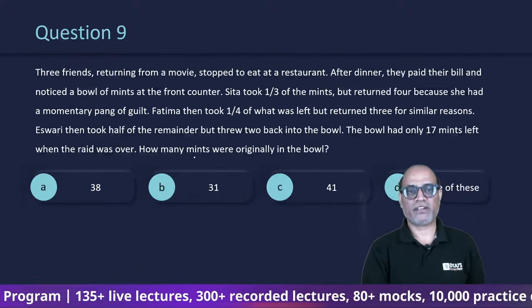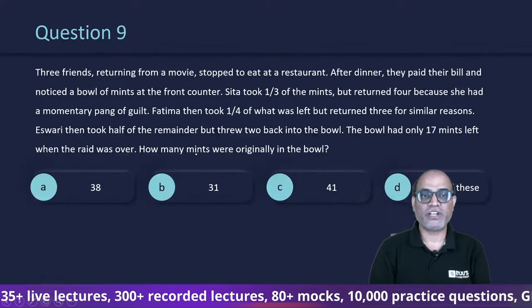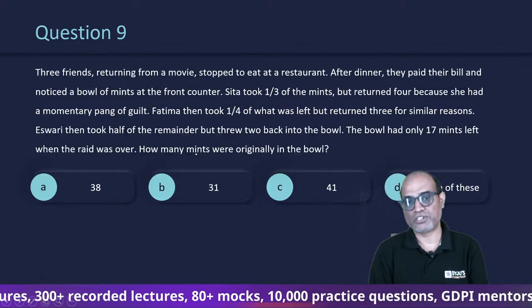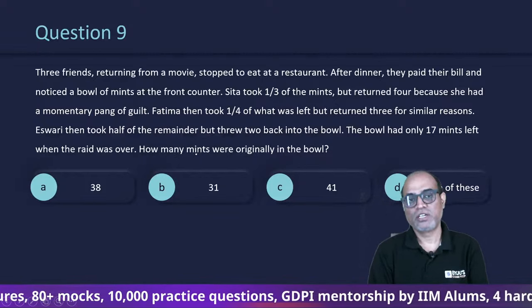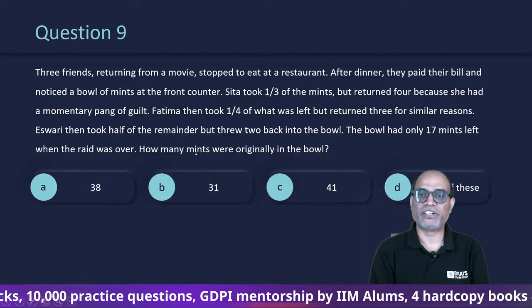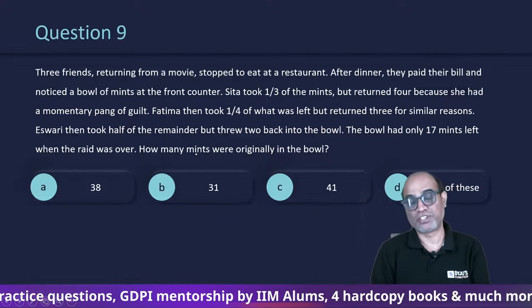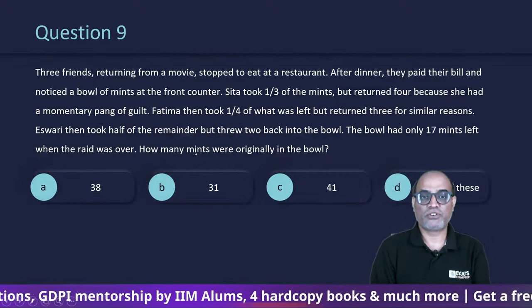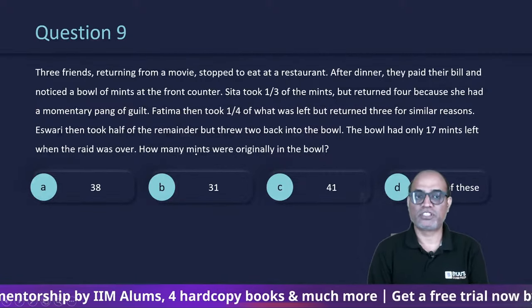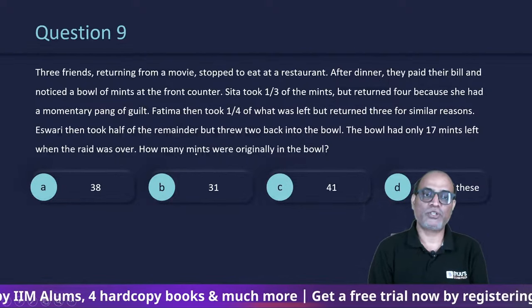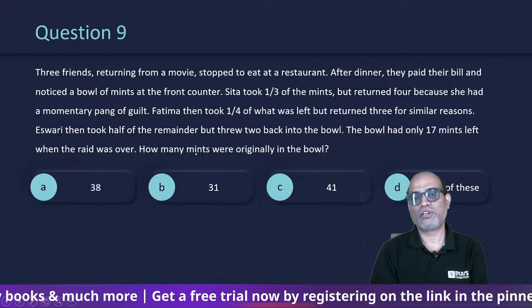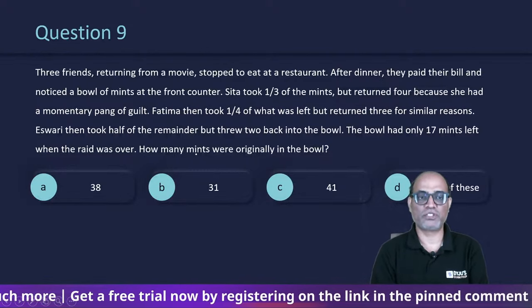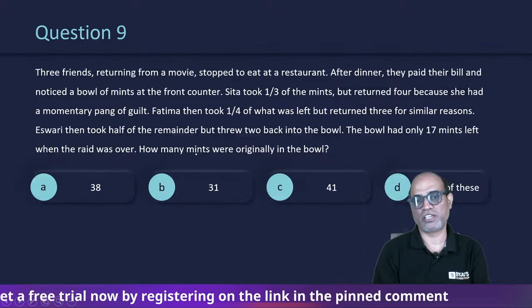Question number 9 looks a lengthy one. 3 friends returning from a movie stopped to eat at a restaurant. After a dinner, they paid their bill and noticed a bowl of mints at the front corner. Sita took 1/3 of the mints but returned 4 because she had a momentary pang of guilt. Fatima then took 1/4 of what was left but returned 3 for similar reasons. Aishwari then took half of the remainder but threw 2 back into the bowl. The bowl had only 17 mints left when the raid was over. How many mints were originally in the bowl?